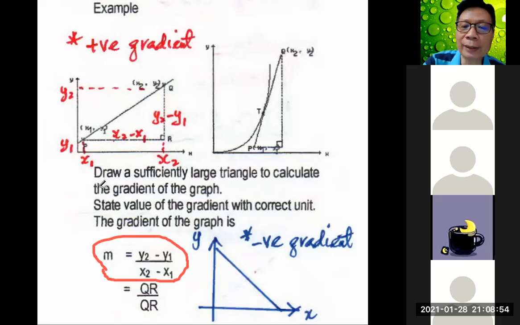Or if you do not want to use the formula, you draw a triangle. In physics, they want you to show this triangle, to find gradient. Then you find this value. What is the length here? To find this length, you take y2 minus y1. Then here you take x2 minus x1. After you get the length here and the length here, you divide. So actually it's y2 minus y1 divided by x2 minus x1. Must be y divided by x to find the gradient. Okay?